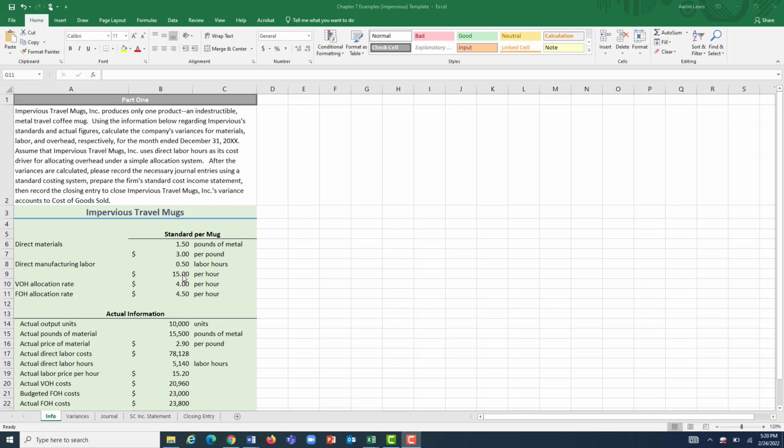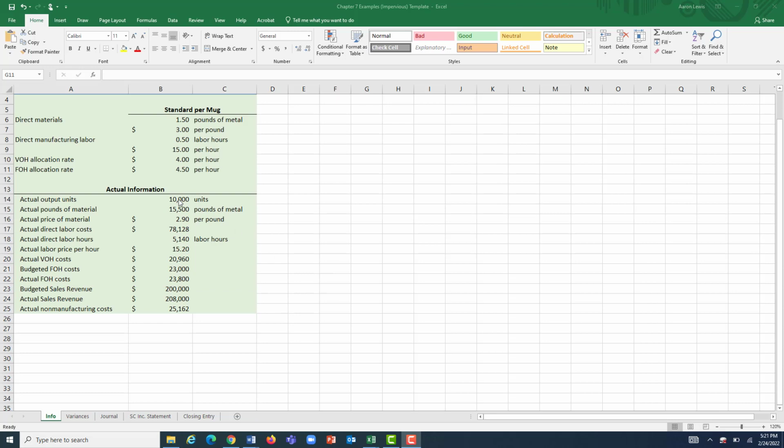They went through and determined their predetermined overhead allocation rate for both their variable overhead costs and their fixed overhead cost. Again, by estimating what the total amount of variable overhead was going to be, what the total amount of fixed overhead was going to be, and what the total quantity of their driver, in this case direct labor hours, was going to be, they figured out what the predetermined rates are there: $4 per hour for variable and $4.50 for fixed.